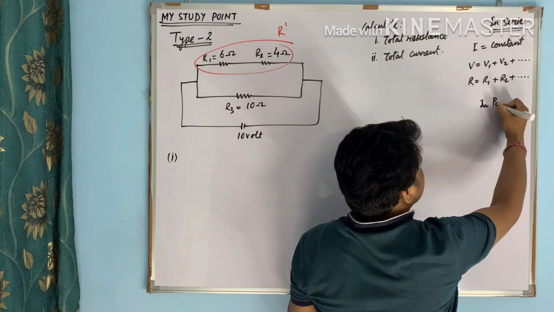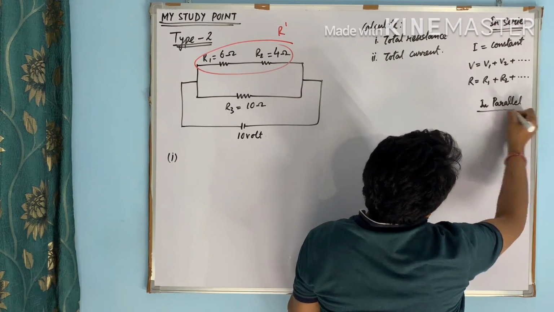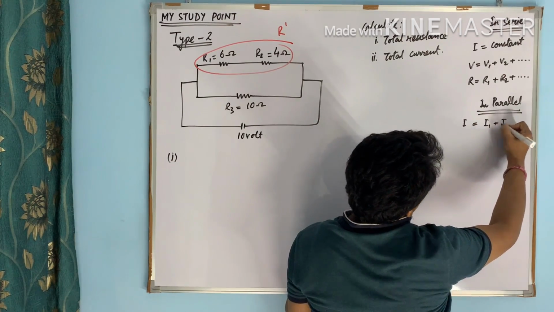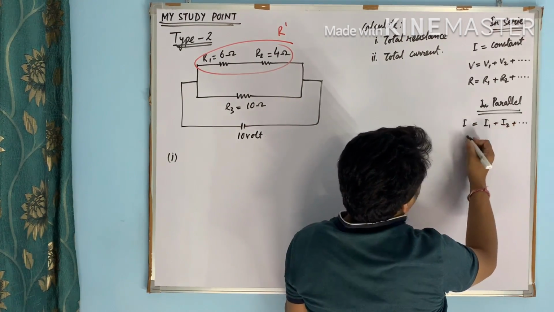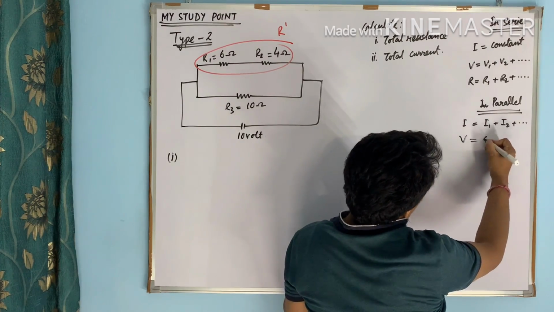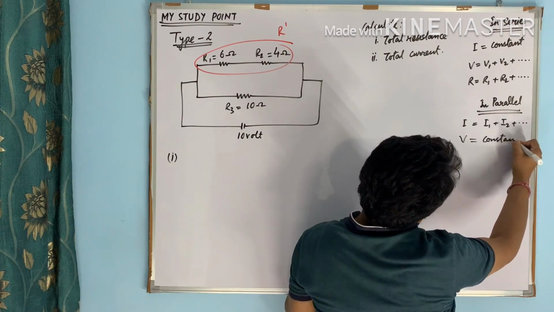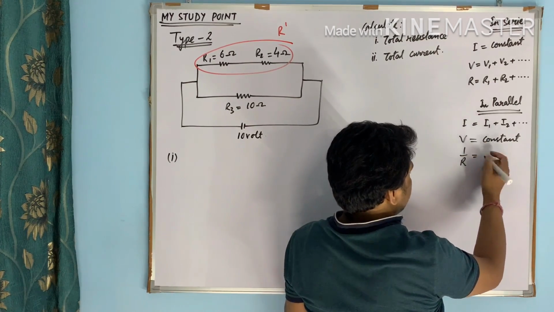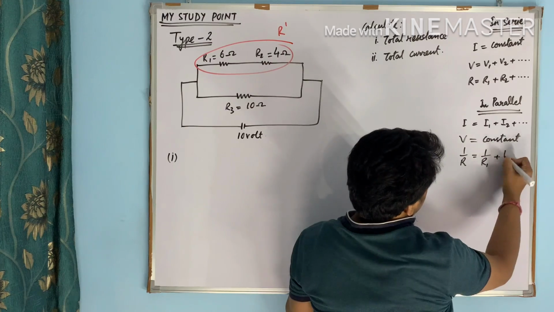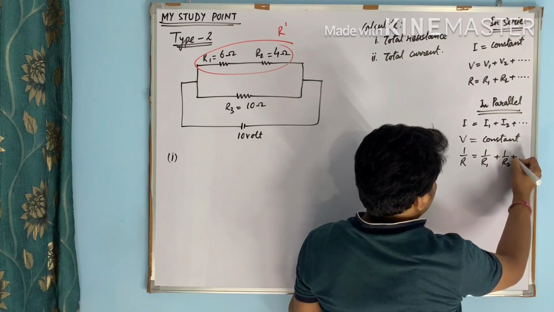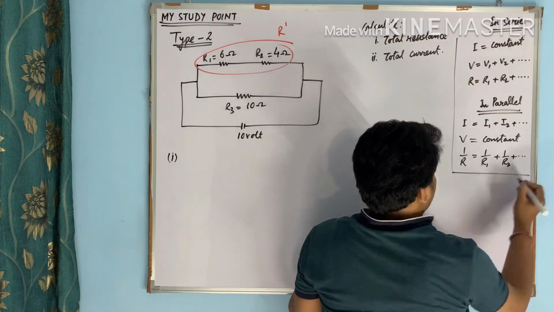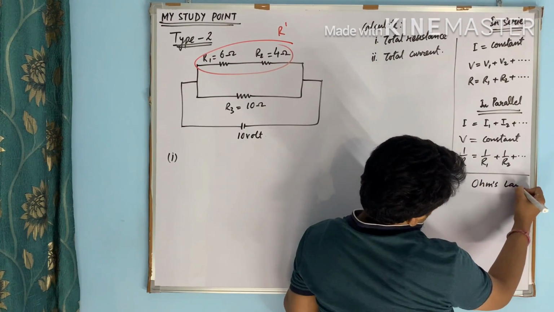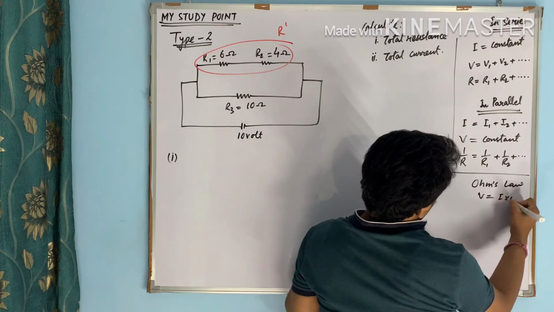In parallel, current is I1 plus I2 plus I3 and so on. Potential difference is constant in parallel, and the inverse of total resistance is the sum of the inverses of individual resistances, that is 1 by R1 plus 1 by R2 plus 1 by R3 and so on. Another formula, Ohm's law, that is V is equal to I into R.